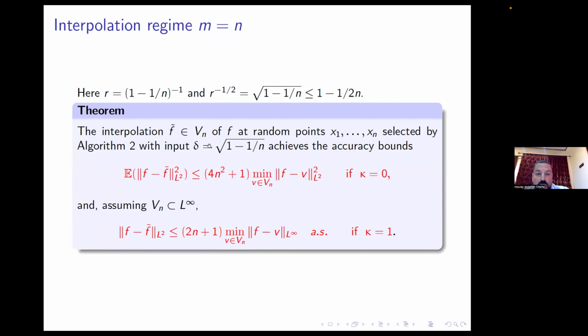With this input over here, we get a convergence in the expectation sense, not quasi-optimal, but there is an n shown here, and similarly convergence almost sure if we relate to the best approximation in the NFT sense.